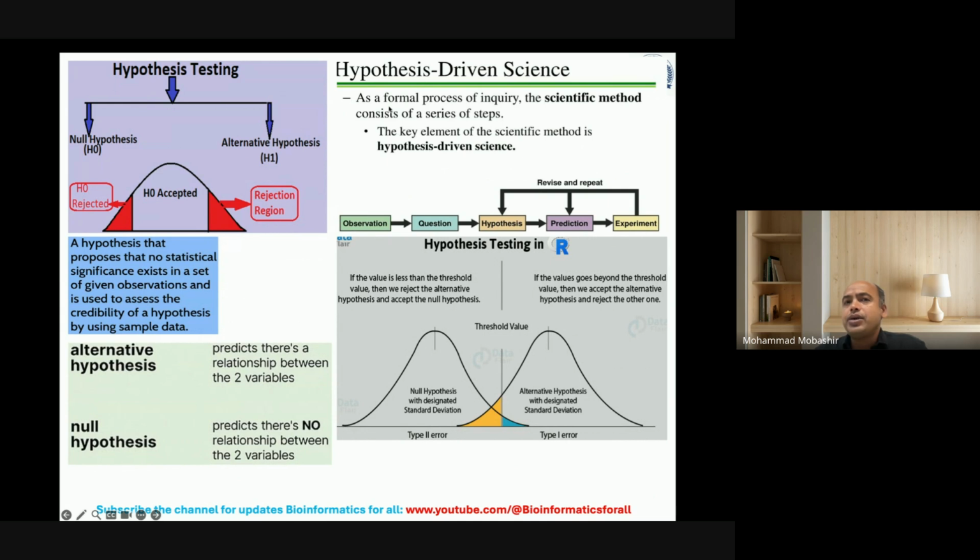Now, the scientific method is a formal process of inquiry. It consists of a series of steps, and the key element of the scientific method is hypothesis-driven science. It looks like this, and this is where you need hypothesis testing. And then you go for prediction and some kind of revision or repetition.